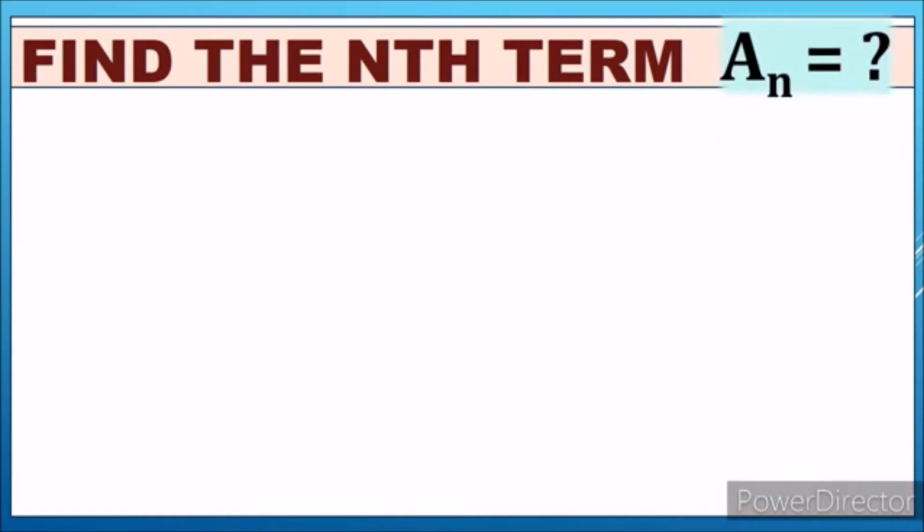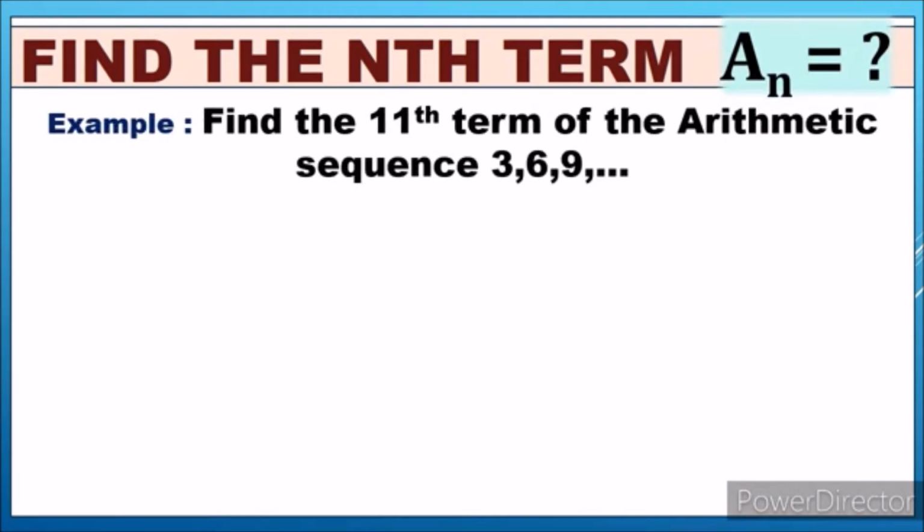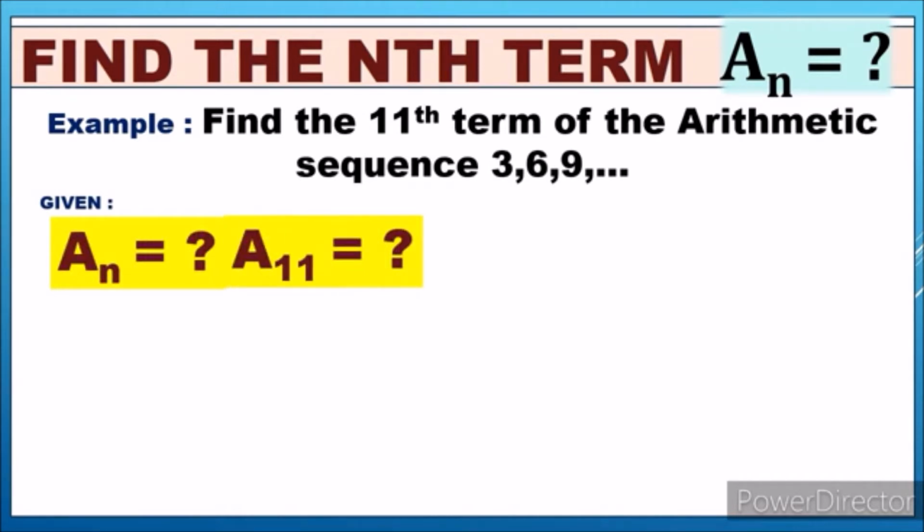So if a sub n is unknown, what are we going to do? We have an example. Find the 11th term of the arithmetic sequence 3, 6, 9, and so on. So the first step is to find the given. In this example, a sub n is unknown, and that a sub n is a sub 11, or we are going to find the 11th term of the sequence.